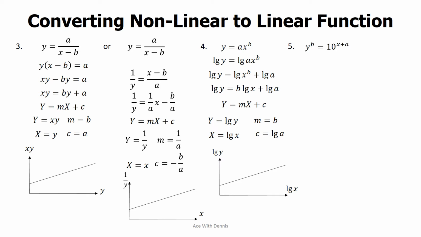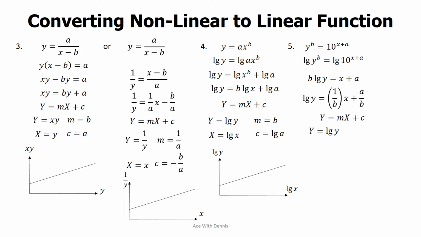Case number 5. The nonlinear function is in the form of y to the power b equals 10 to the power of x plus a. So we can log both sides, which gives log y to the power b equals log 10 to the power x plus a. And we know that log 10 is 1. Therefore, the equation becomes b log y equals x plus a. Log y equals 1 over b x plus a over b.